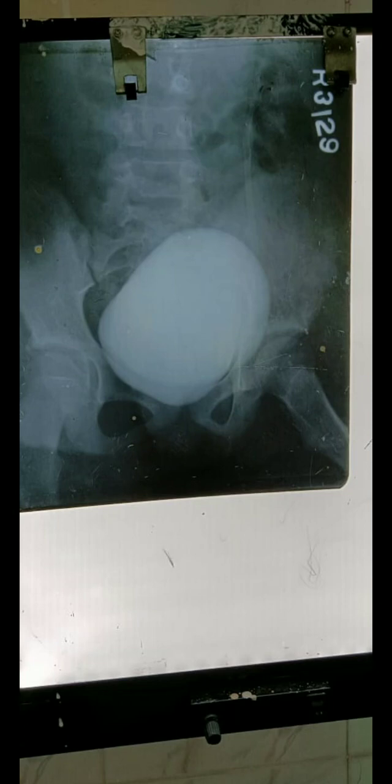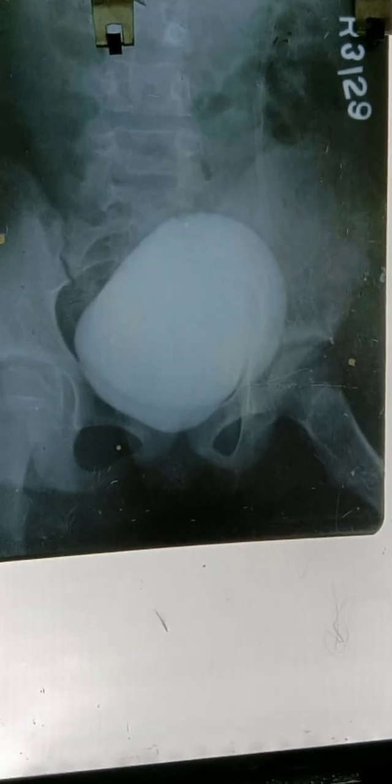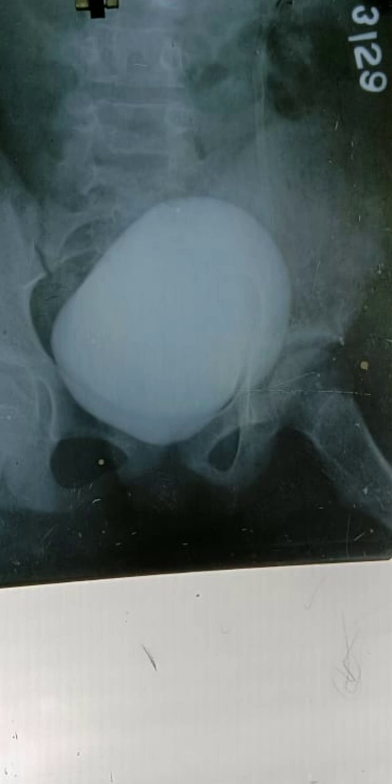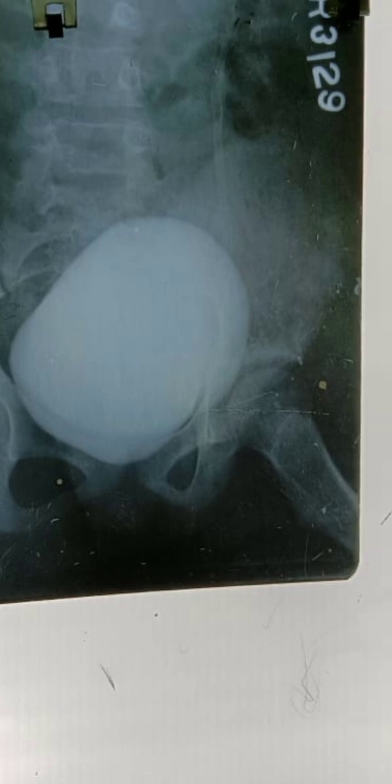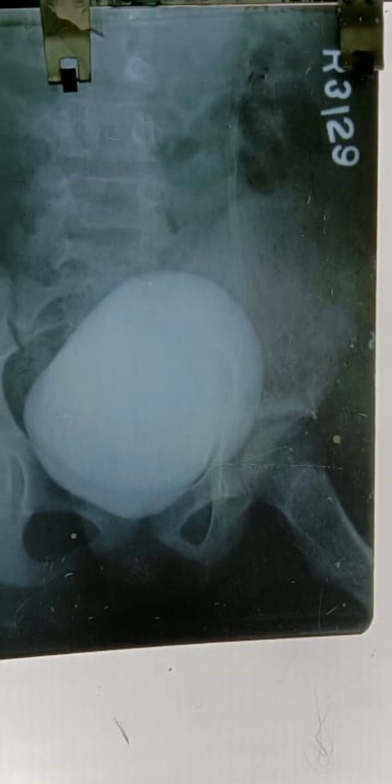Hello everyone. Today's interesting topic is reading a radiograph. This is a contrast radiograph of the abdominal region. Here we can see the outline of one of the white rounded shadow in the pelvic cavity.